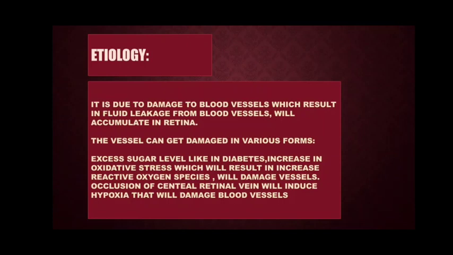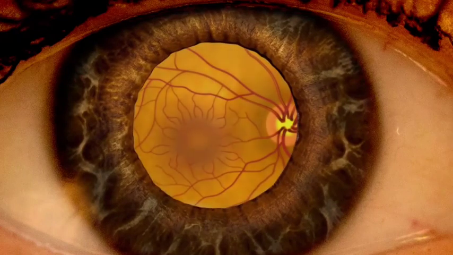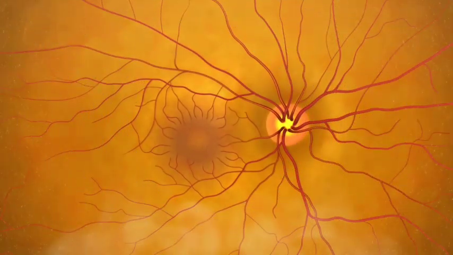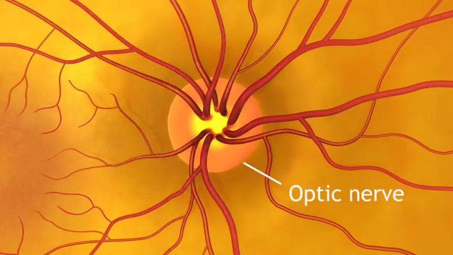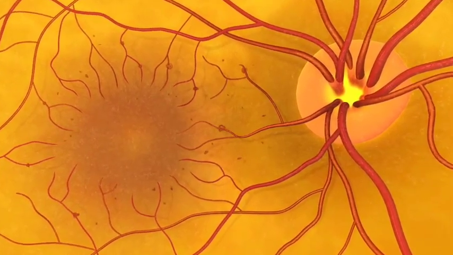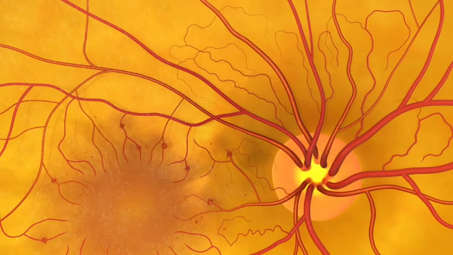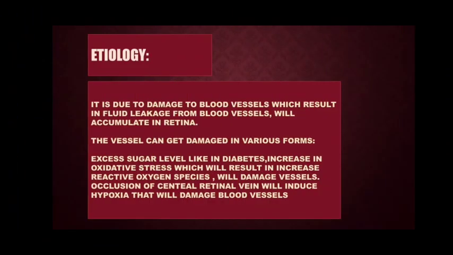Now, what is the etiology of macular edema, what are its causes and how does it happen? First of all, the main cause is damage to the blood vessels, which eventually results in leakage of the fluid and its accumulation in retina. Then how do these vessels get damaged? These vessels can get damaged in various forms. As we know, in diabetic patients there is excess sugar level which increases the oxidative stress. Due to this, there are increased reactive oxygen species and they will damage vessels. In some persons, occlusion of central retinal vein occurs, which means blood supply to retina closes partially or completely. Due to this, hypoxia occurs and it will damage blood vessels.